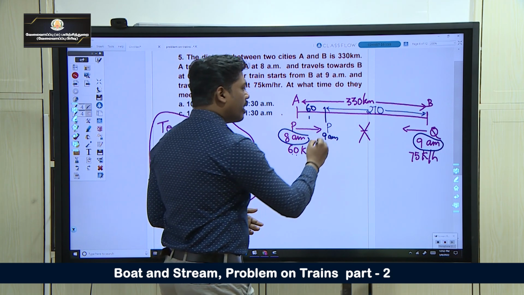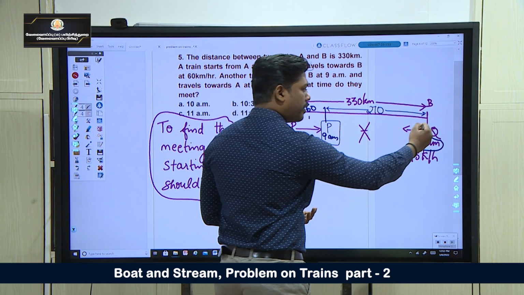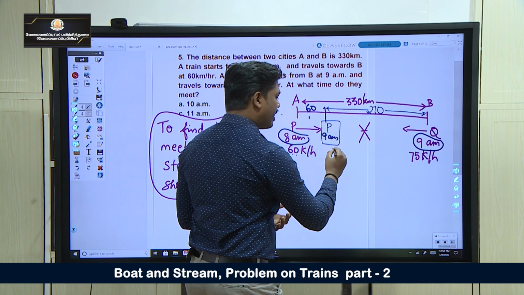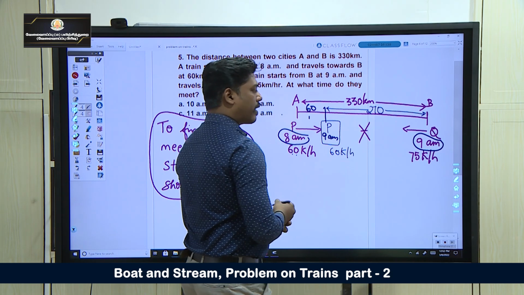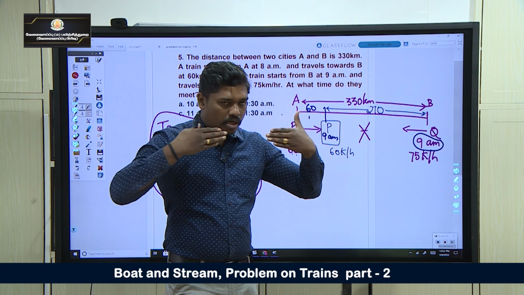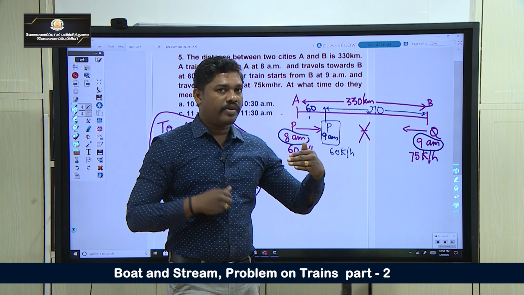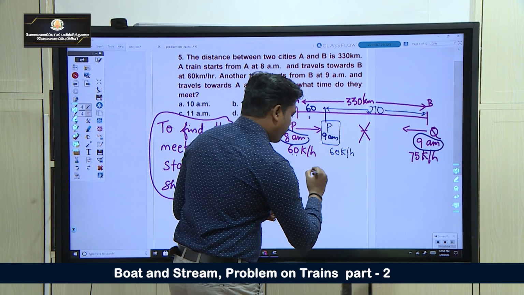Now at 9 o'clock, train P is here, train Q is here, and train P is moving at 60 kilometer per hour. Two trains are moving in opposite directions, so we have to find the relative speed. First, find the meeting time.